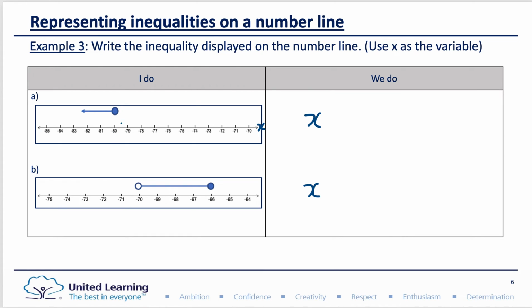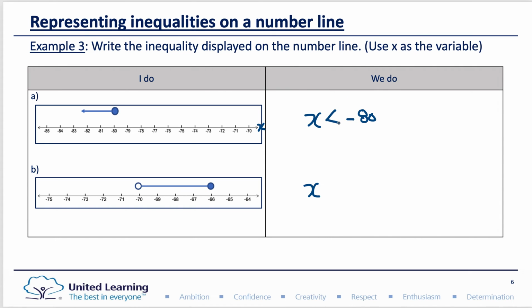This first one up, I'm noticing the circle's filled in, so we can include this value of -80. So let's put -80 here. Am I larger than or smaller than? Well, I'm going to the left where all the smaller values are. So I need to write an inequality that says x is less than or equal to -80.